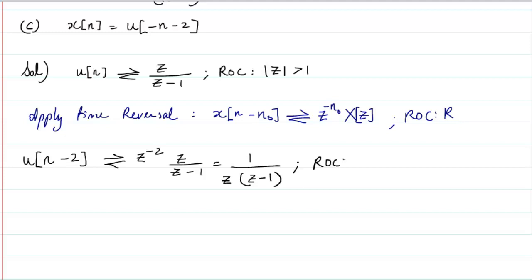What is the ROC? ROC is the same, z greater than 1, but since now we have multiplied with z raised to power minus 2, which is actually 1 by z square, because of z being in the denominator, if z is equal to 0, this will become infinity. So I will write except z is equal to 0, because at z equal to 0 this function will become infinity. You can see from here itself. So based on that, we have got the function.